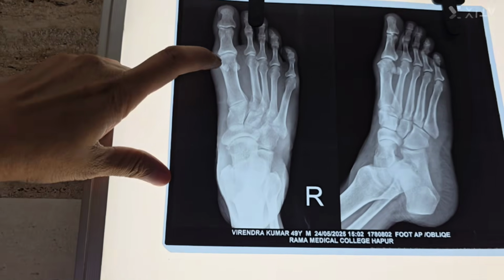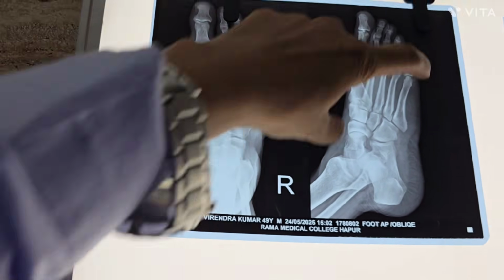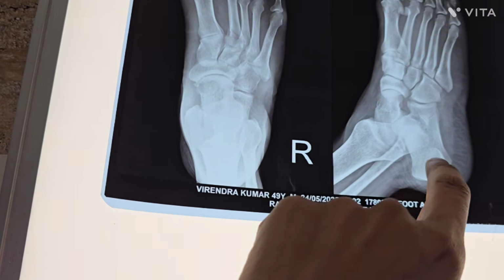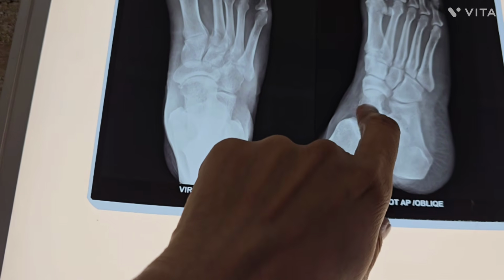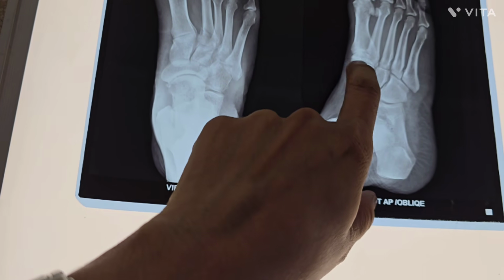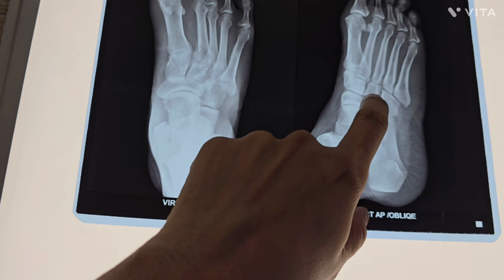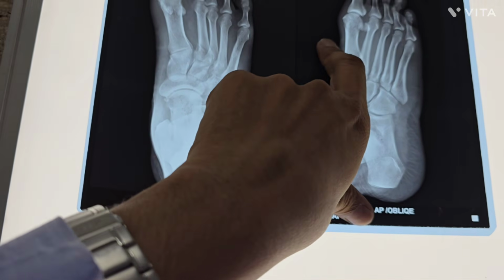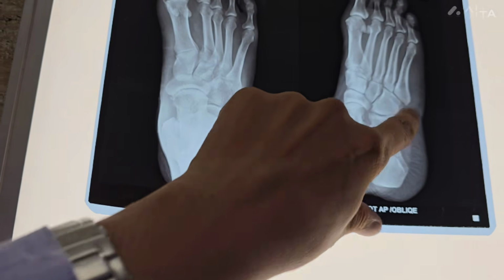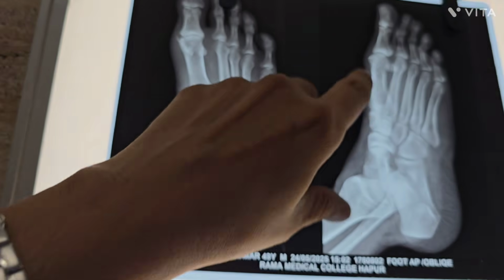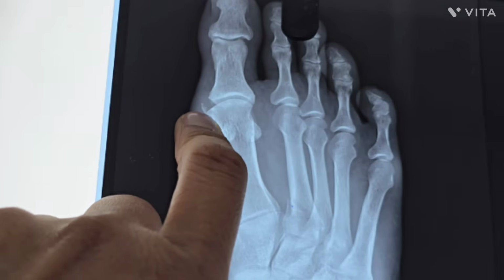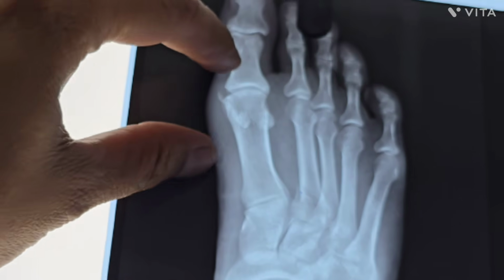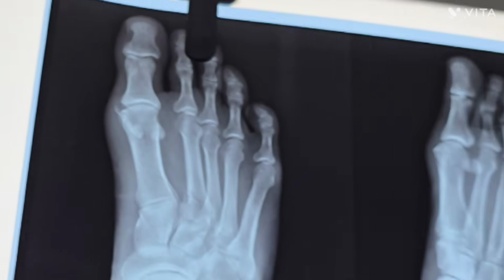Now this is the X-ray of the foot taken in AP and oblique view. You can see the calcaneum, and this one is the talus. In front of the talus there is the navicular bone and three cuneiforms: medial, intermediate and lateral. In front of the calcaneum there is the cuboid, and these are the metatarsals. These are all the 7 tarsals, metatarsals and phalanges. Now you can see a small fracture over the proximal phalanx of the great toe. It means some avulsion of the medial collateral ligament.